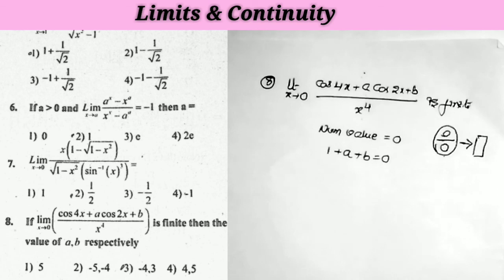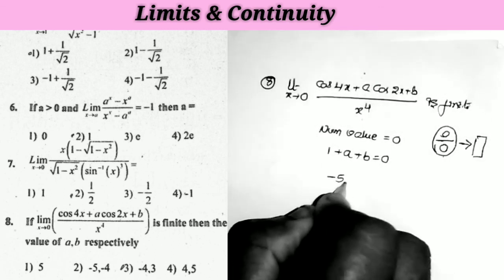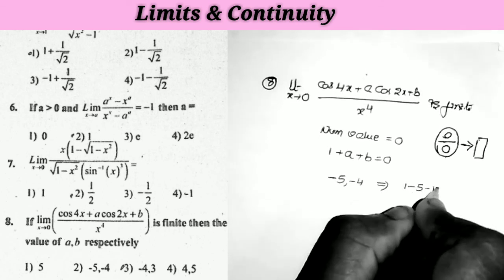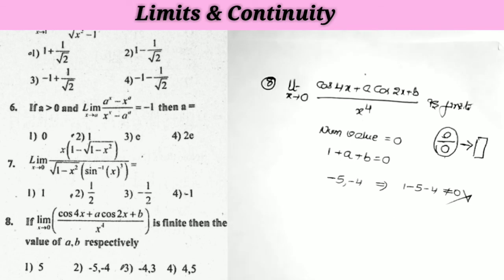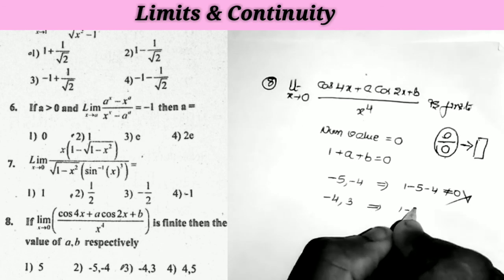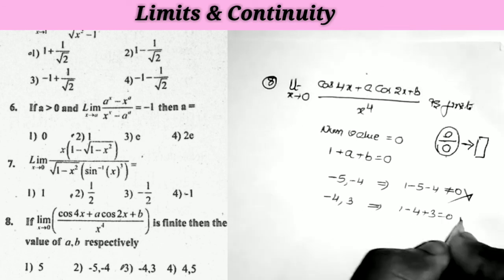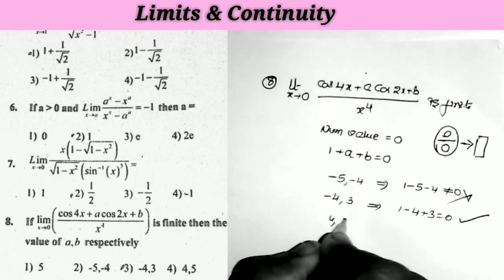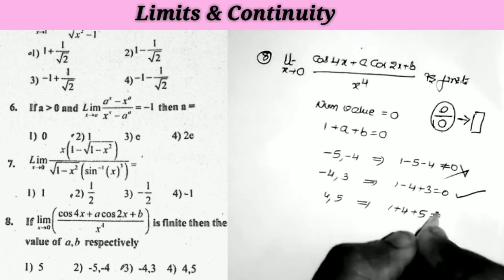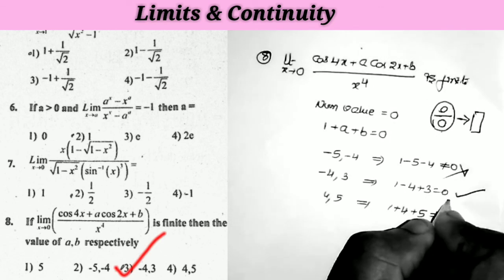Now simply checking the options. What is the first option? In the first option we have only one value 5, so leave that option. What is the second option? Minus 5 comma minus 4. Now replace the values here and check: 1 minus 5 minus 4 is not equal to 0, so this is not the correct answer. Now taking the third option, minus 4 comma 3: 1 minus 4 plus 3 equals 0. Yes, this is the right answer. Now check the last option, 4 comma 5: 1 plus 4 plus 5 is not equal to 0. So the third option is satisfied. That is the answer, the third option.